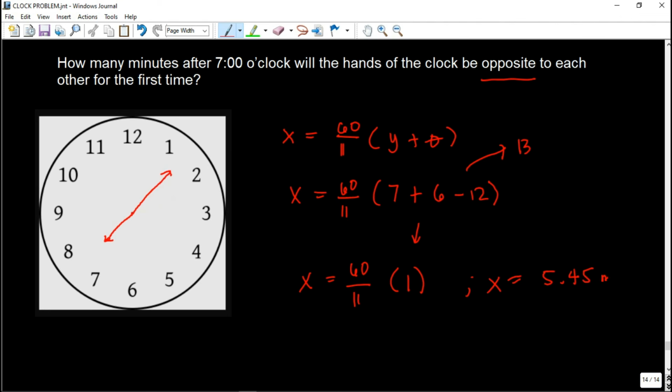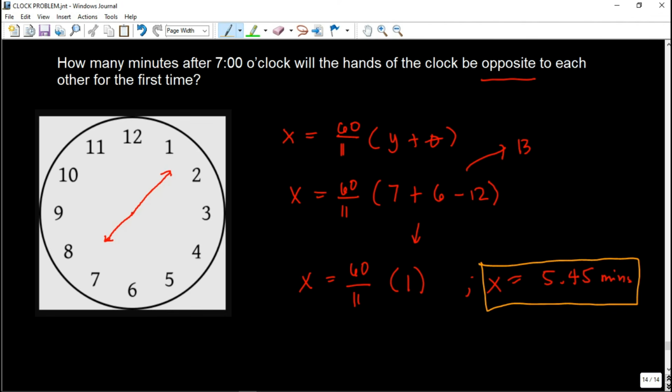5.45 minutes. Okay, after 5.45 minutes, as we have estimated here, the hour hand and the minute hand are opposite to each other. That is after 7 o'clock. So this is the answer for this problem. Okay, take note of that, guys.